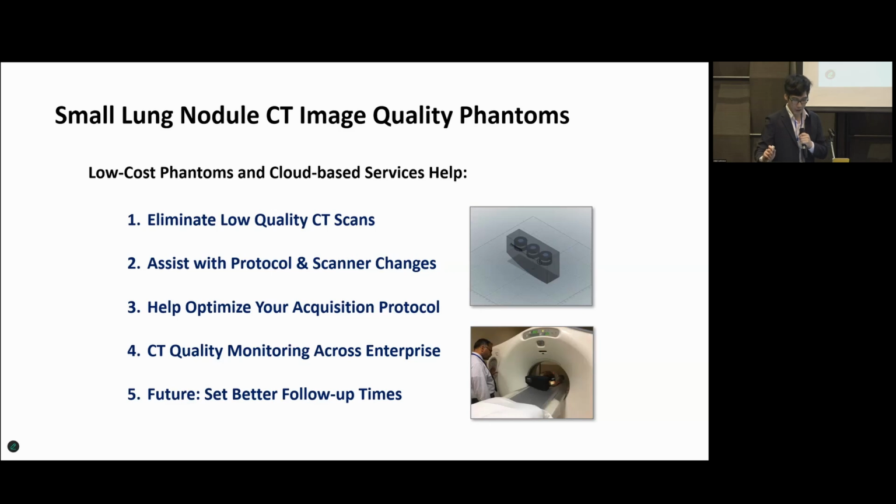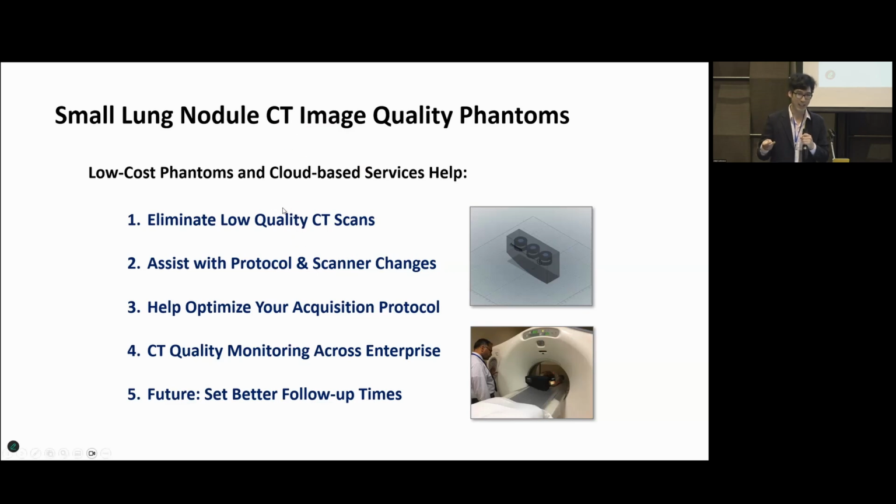Sorry. So with these phantoms, I forgot to mention that this is very low cost. I think there are phantoms on the market today which cost several thousands of dollars and don't provide all of these different metrics that we're able to provide with these phantoms. And by just going through this process of scanning phantoms and getting results and then refining your protocol, we're able to help sites eliminate low quality scans.